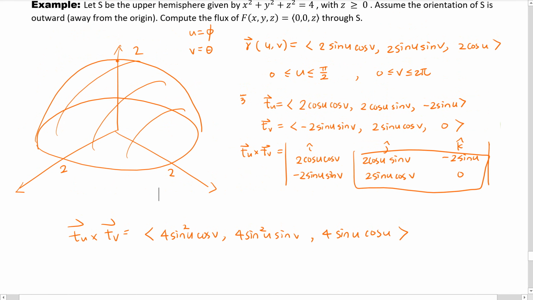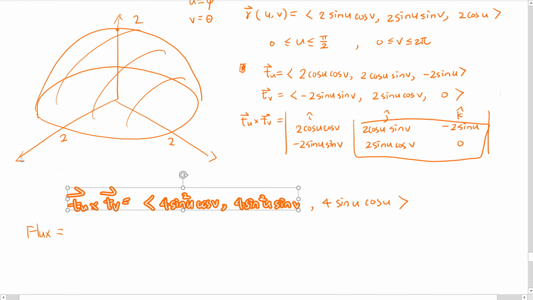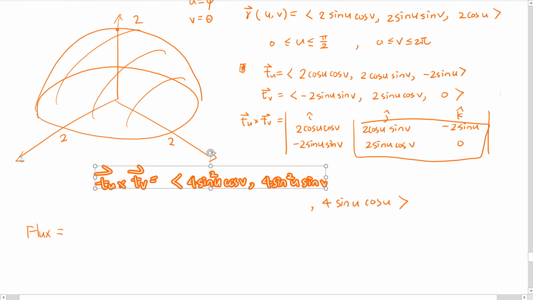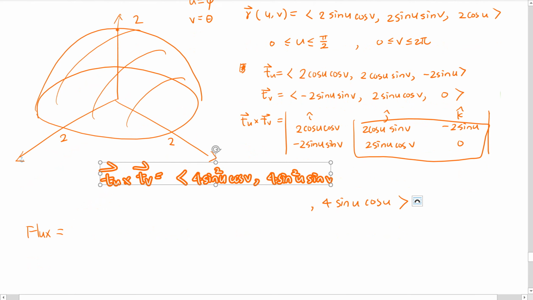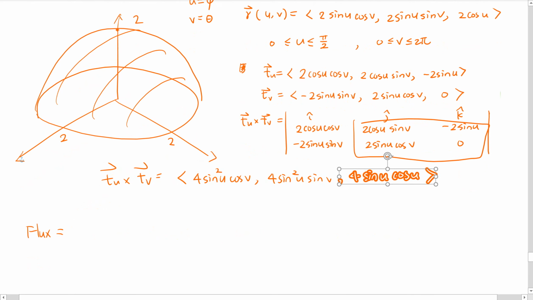Alright, great. Now we have Tu and Tv, and we also have the cross product. Now we're ready to compute the flux.